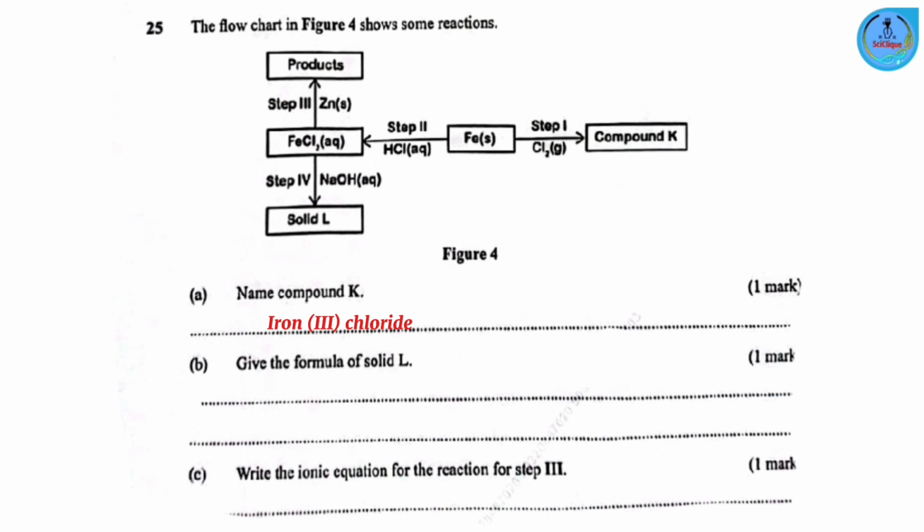Okay. Part B, give the formula of solid L. So iron 2 chloride will react with sodium hydroxide to form solid L. Now solid L is going to be iron 2 hydroxide. Iron 2 chloride will react with sodium hydroxide to form sodium chloride and iron 2 hydroxide. Now iron 2 hydroxide is an insoluble salt, and that is why it's referred to as a solid. So iron 2 hydroxide. Part C, write the ionic equation for the reaction of step 3.